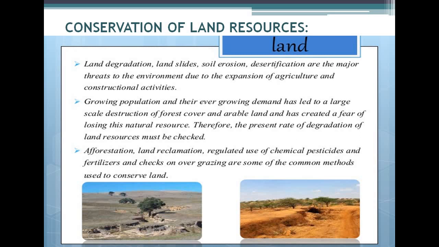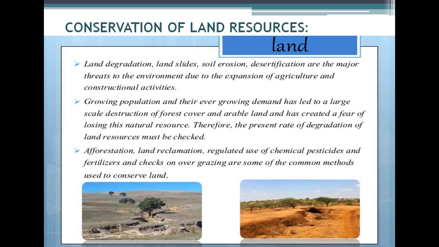Now landslides. Landslides are the sliding down of a mass of the earth or rock from a mountain or cliff. Now here, soil erosion. Soil erosion means what? Cutting down of soil. Now again we have desertification. Desertification is the process by which the fertile land becomes desert, typically as a result of drought, deforestation, or inappropriate agriculture.